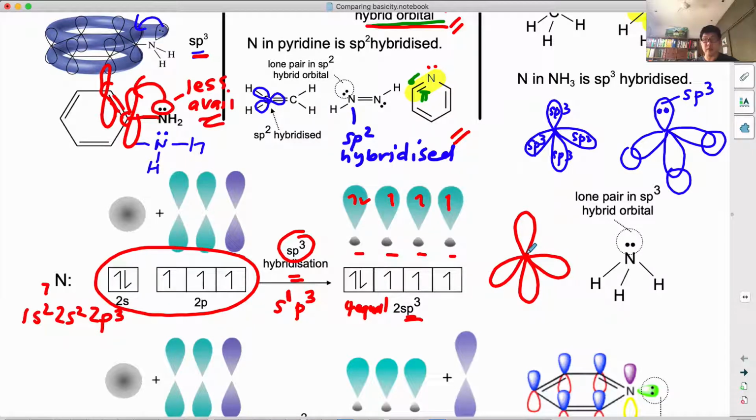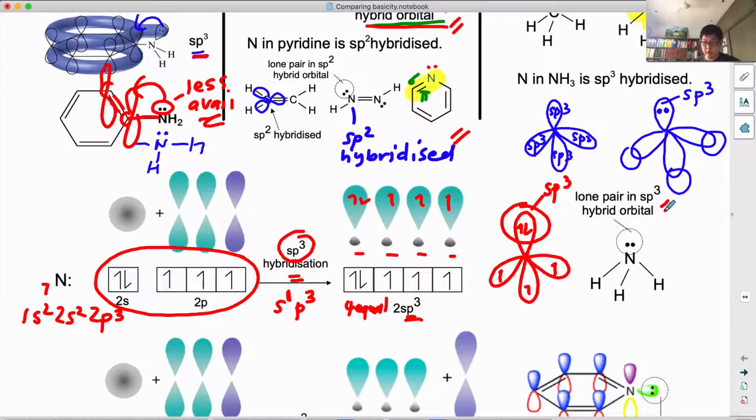All right, tetrahedral first. But one of them will be the lone pair. Can you see that? So it's something like this. Okay, so you can see that this one is actually in an sp3 hybrid orbital. That's what I'm trying to run through with you. Sometimes you're going to get asked this question.